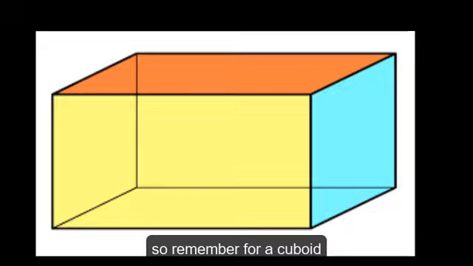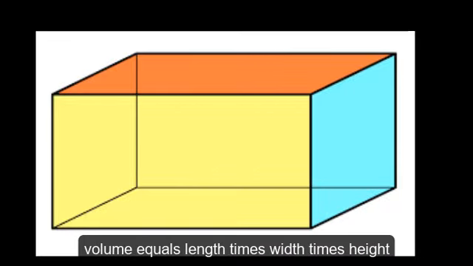So remember, for a cuboid, volume equals length times width times height. Length, width, and height are all important. Do not forget the height, because a box is not flat.